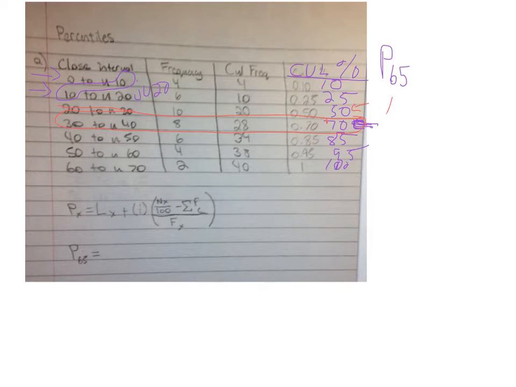Okay, so our Lx for that interval is 30. That's the lowest x value. That's this value right here. That's what you're using for Lx. Your I is your interval width, and in this case it's 10.